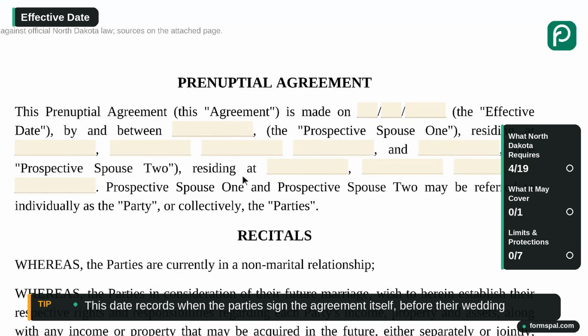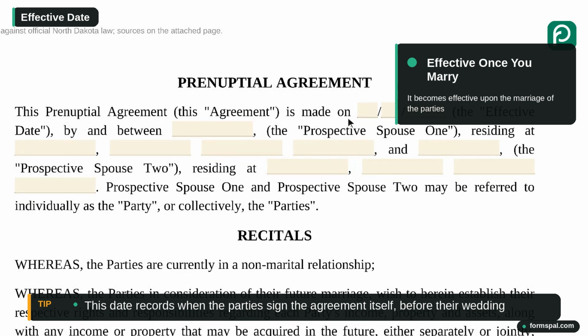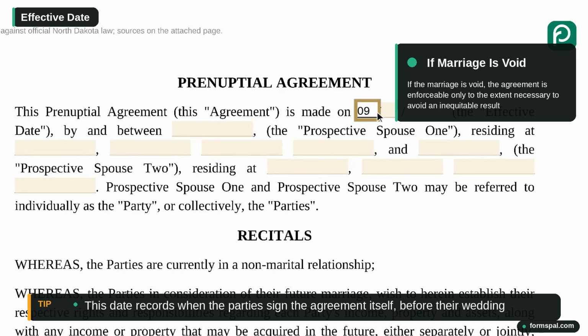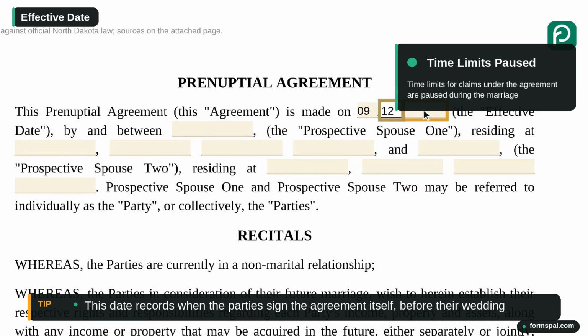Start with the effective date, the day the couple plans to sign before their wedding. Type the month, day, and year here. Signing does not switch it on, it takes effect when the marriage happens. This one takes effect when both sign it, not on a marriage. If the marriage turns out to be void, the agreement holds only as far as needed to avoid an unfair result. The clock on any claim under the agreement is paused while the couple stays married.